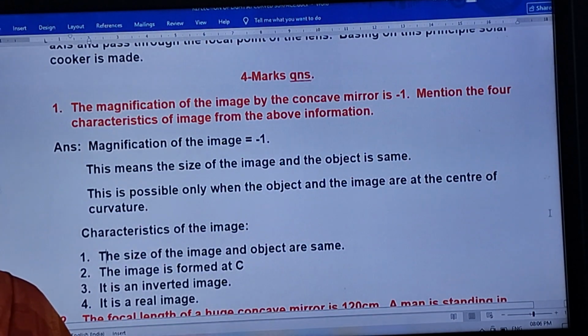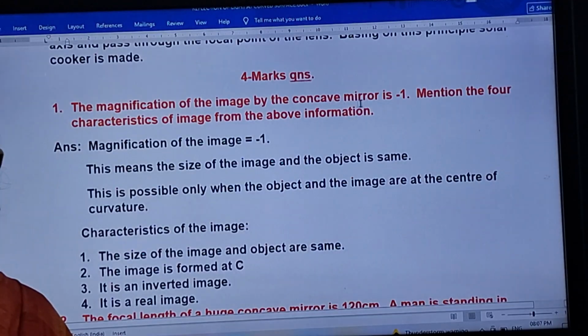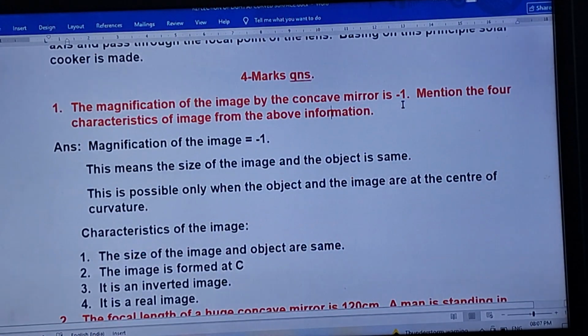Mention the 4 characteristics of the image from the above information. What is this? Magnification of the image by a concave mirror is -1. So actually, magnification is -1 means what?